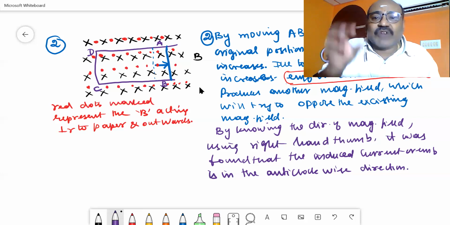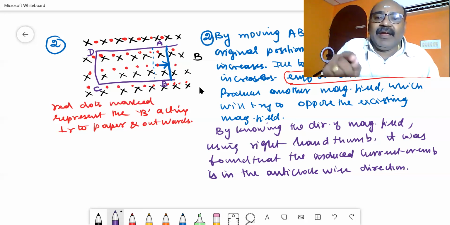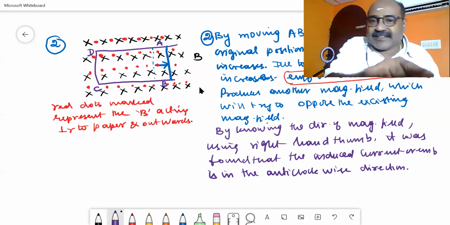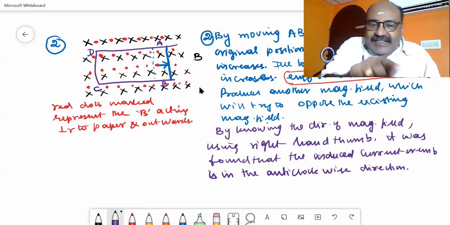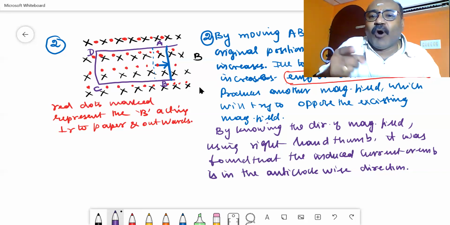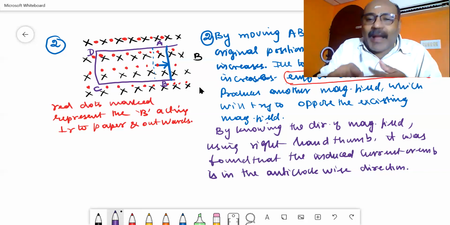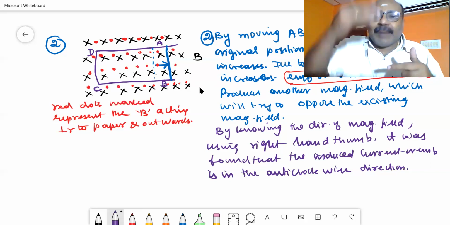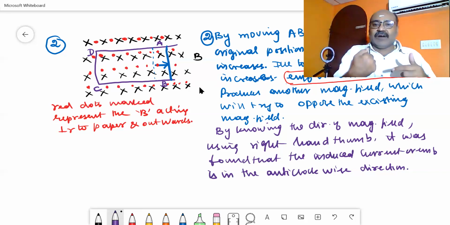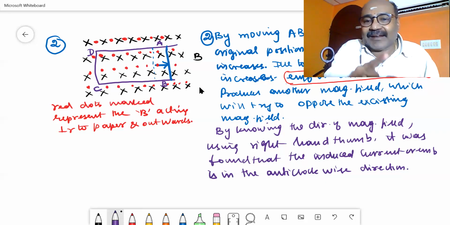That EMF induced or the current induced will try to develop another magnetic field which will be opposite to that of the existing magnetic field, because the EMF or current is induced in the direction opposite to the cause. The existing magnetic field is acting perpendicular to the board, or perpendicular to the paper, and inwards. So the new magnetic field produced by the induced EMF or the current is perpendicular to the paper and outwards, which I have marked with red dots.